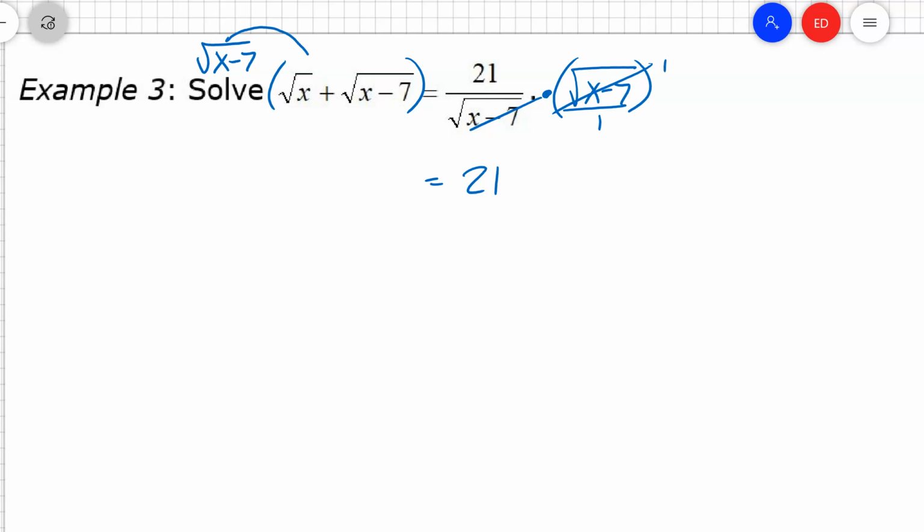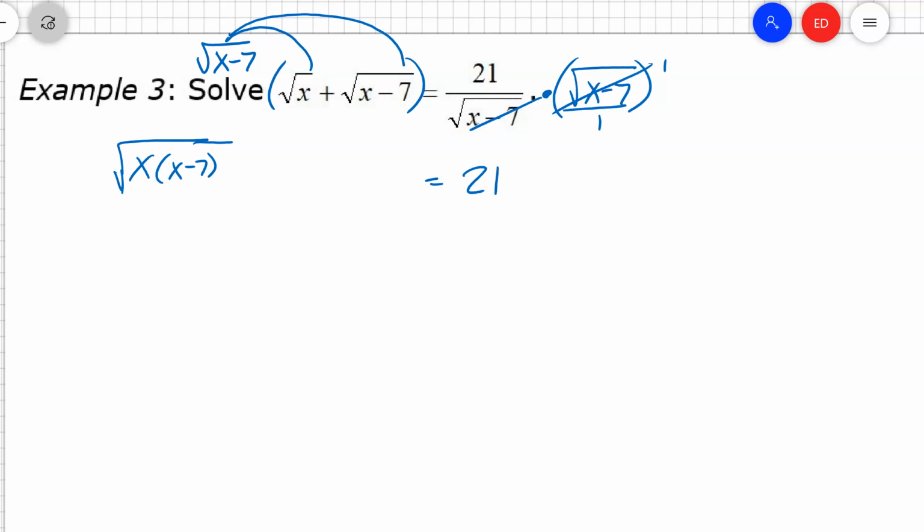Now, on the other side, we do need to distribute that square root of x minus 7 to both terms. When I do that, remember the rule at the beginning of last lesson: if you have a times the square root of b, it becomes the square root of a times b. So whatever's on the inside is going to be multiplied. With that, we're going to end up with the square root of x times x minus 7. We can just write it out like this, x times x minus 7 for this step.